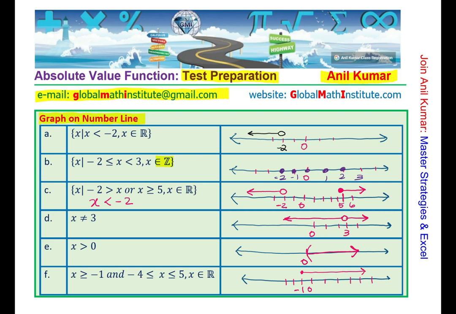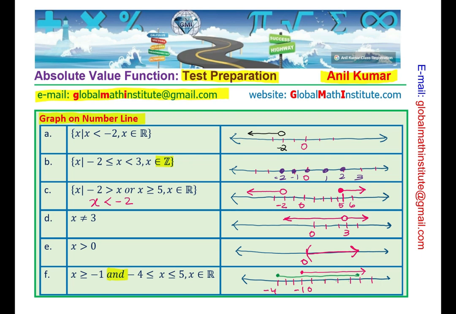We are also given a condition: x is between -4 and 5. So -4 and 5 will mean 1, 2, 3. This is -4, right? The other condition given to us is x is between -4, -4 included, and 5. 1, 2, 3, 4, 5. 5 included. So this one.